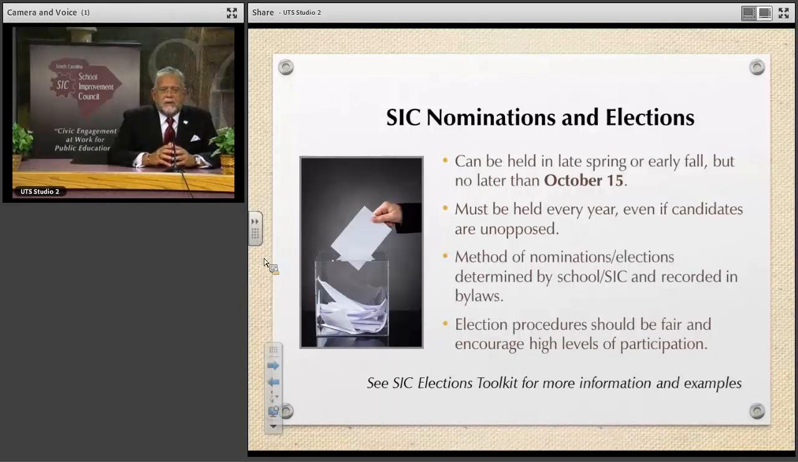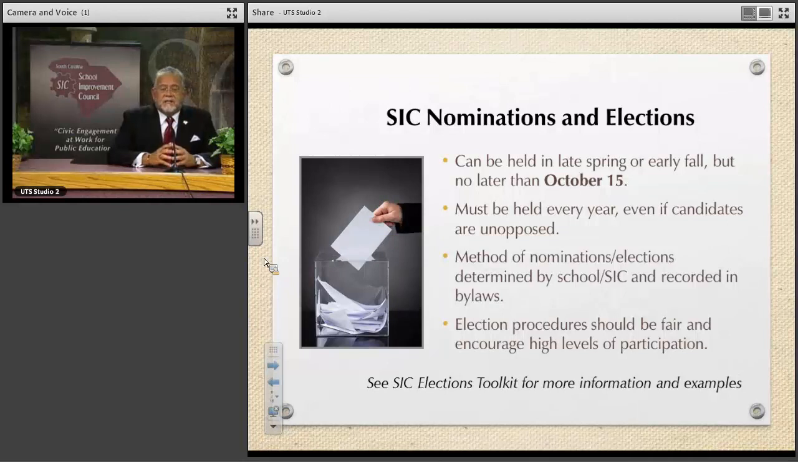It's important to hold elections every year, even if candidates are running unopposed. Yearly elections are required by state law, in part to ensure that the terms of elected members remain staggered. If after calling for nominations you find that you only have enough candidates to fill positions that are open, go ahead and hold the election anyway. Provide a place on your ballot for write-in votes. This will protect your SIC from any later complaint that a parent, teacher, or student representative wasn't properly elected.